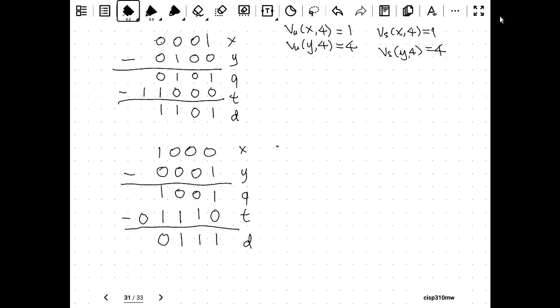And before we do that, we're going to look at this one. VU of X, 4. This time it is what? What is the unsigned value of 1000? That is correct. And what about VU of Y, 4? That's an easy one. That's just one. What about VS of X, 4?